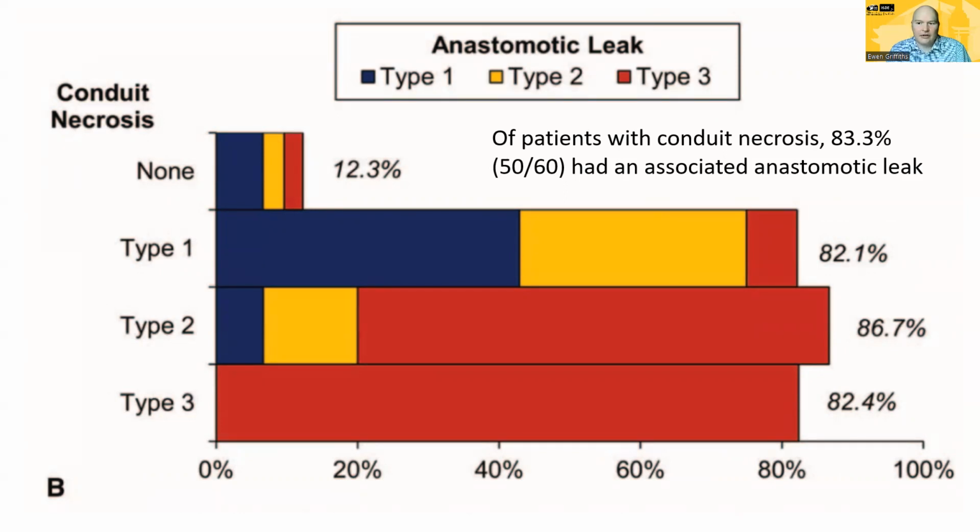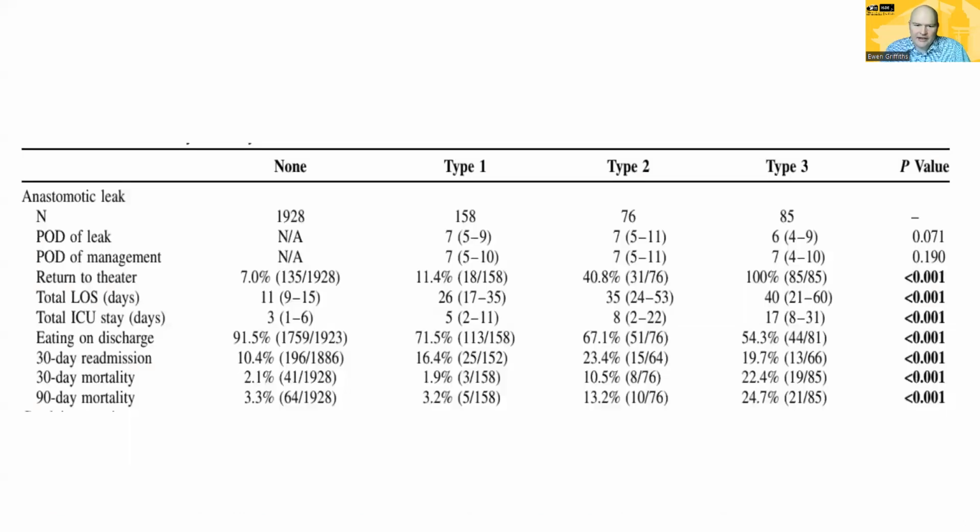So you can have a necrosis without a leak, but that is 17%. And we showed that for these grades of leaks, higher grades were associated with longer length of stay, ICU stay, and poor outcomes in terms of the patient leaving hospital being able to eat and drink. Readmission, mortality, and morbidity were much higher going up the severity of leak.